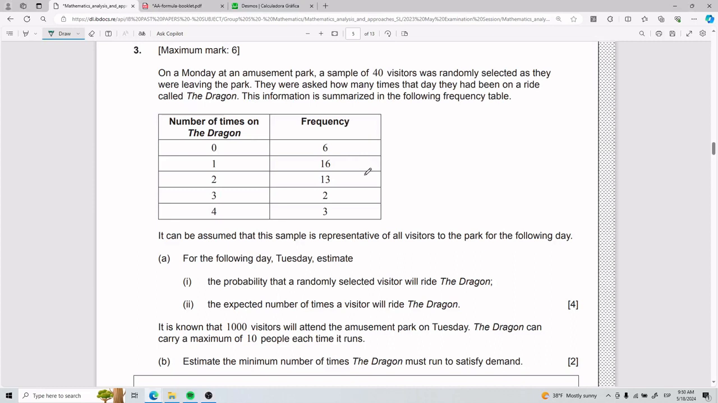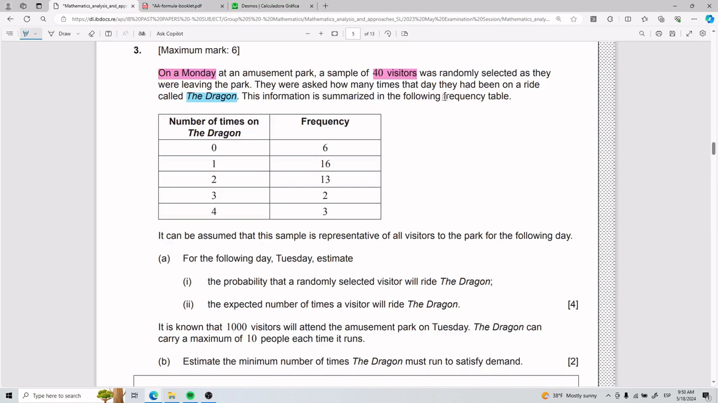All right, and now for number 3, we have that on a Monday, happy Monday, at an amusement park, a sample of 40 visitors was randomly selected as they were leaving the park. And all these people were asked how many times a day they had been on a ride called the Dragon. The information is summarized in the following frequency table.